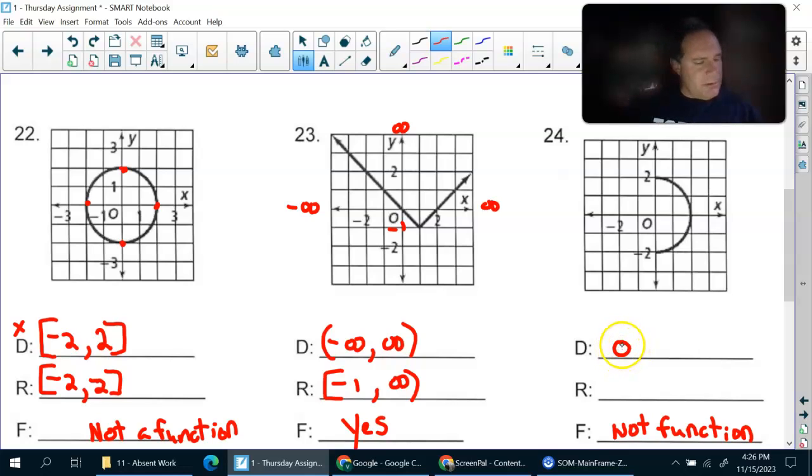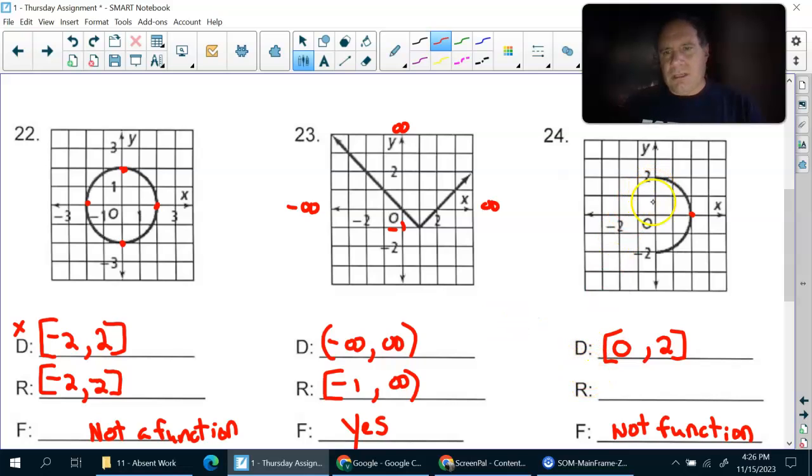So the 0, since it touches 0, that is a bracket. The rightmost part of the graph is 2. So we're going to put a 2, and it touches 2, so that's included in the domain.